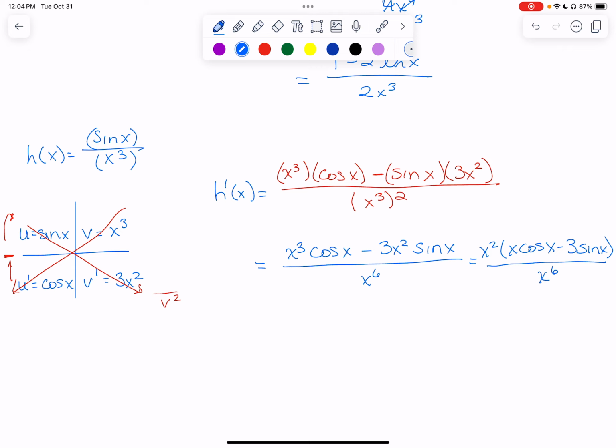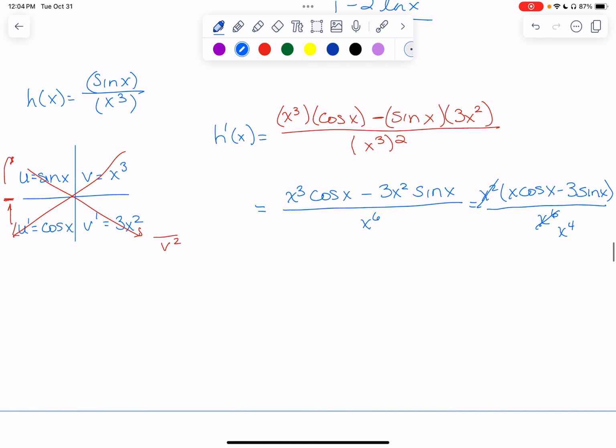So if I take away 2 of the x's here and 2 of them here, I'm going to be left with an x to the 4th. My final answer here is going to be x cosine x minus 3 sine x over x to the 4th.